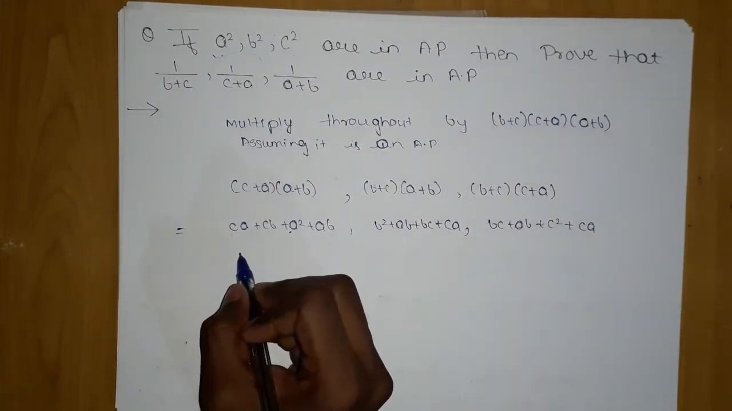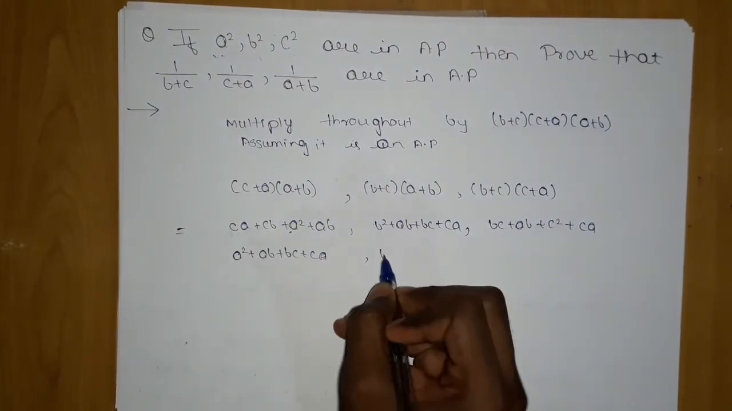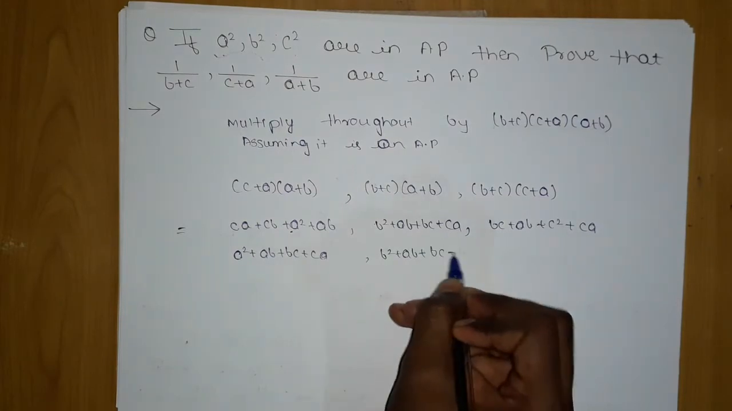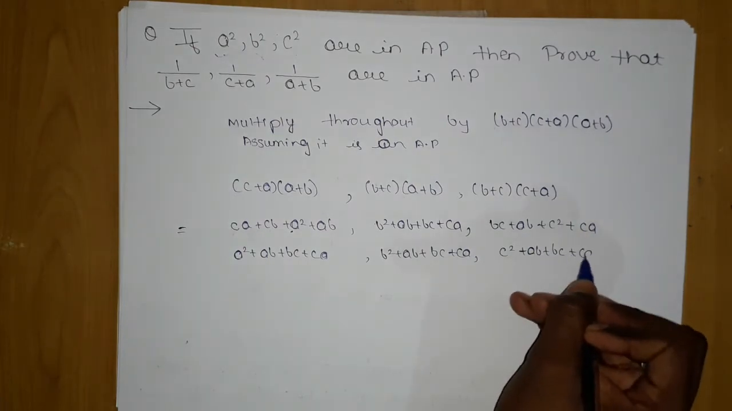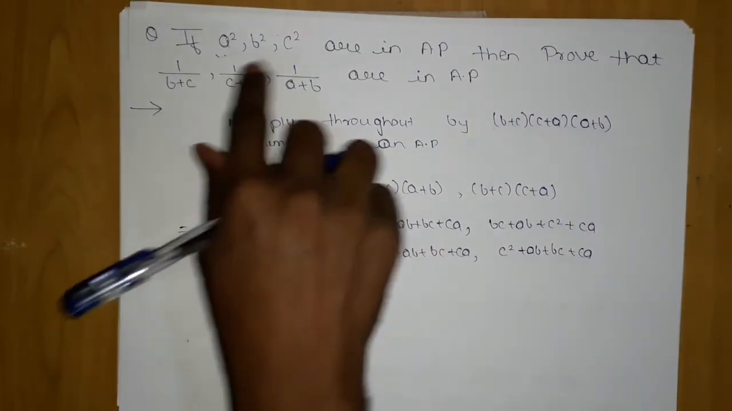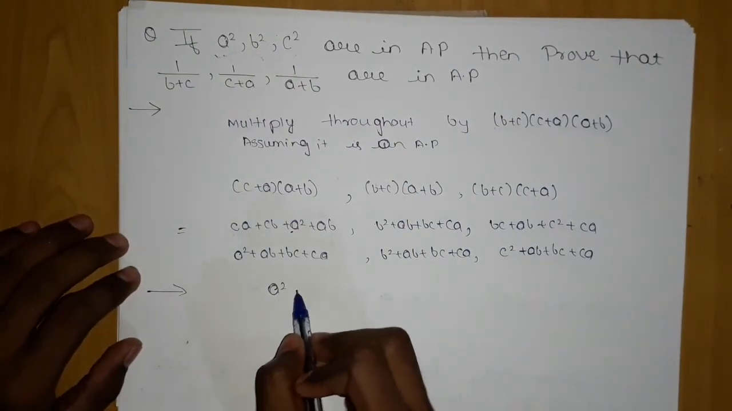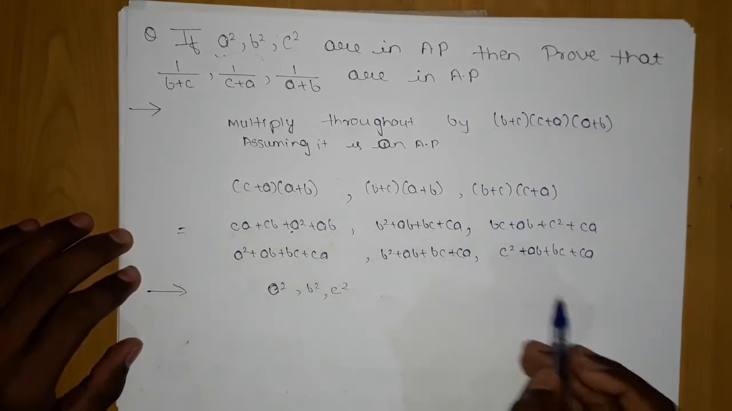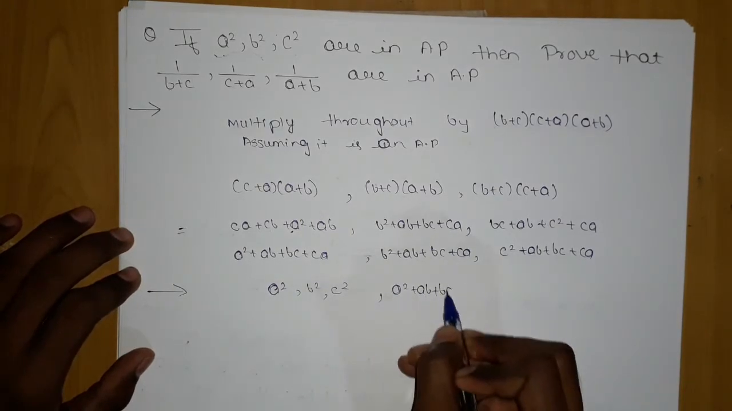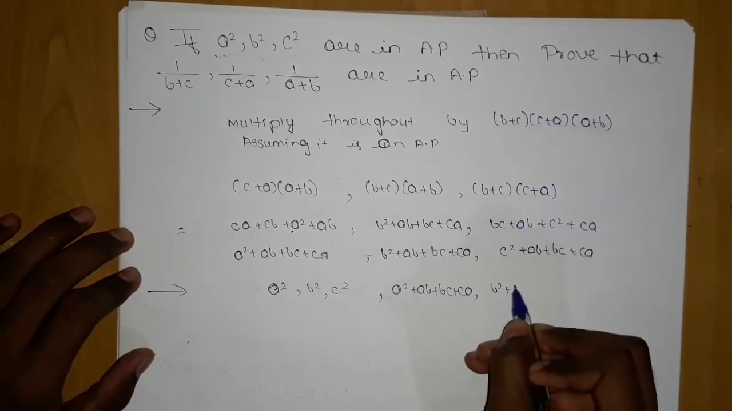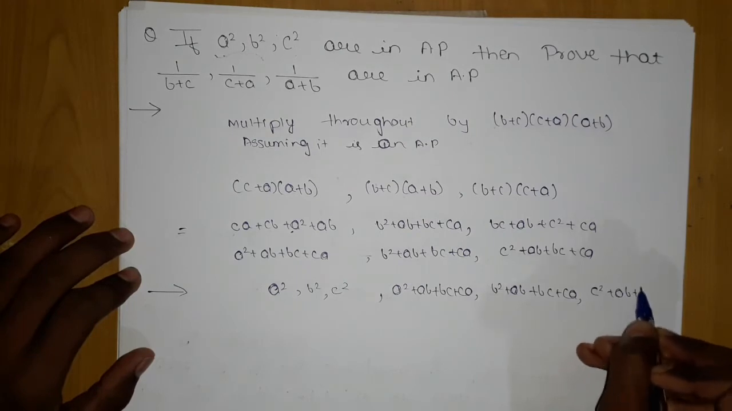So I'm getting the idea: it is a square plus (ab plus bc plus ca), similarly b square plus (ab plus bc plus ca), and here c square plus (ab plus bc plus ca). So we got a hint from here that I have to add ab plus bc plus ca to these. Now it is an AP: a square, b square, c square. If I add a constant term to all, it will still remain an AP. So a square plus ab plus bc plus ca, comma, b square plus ab plus bc plus ca, comma, c square plus ab plus bc plus ca.